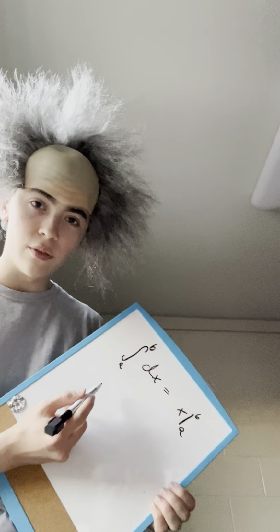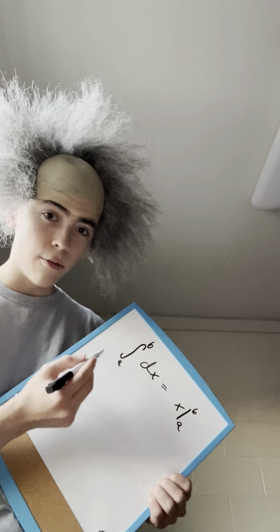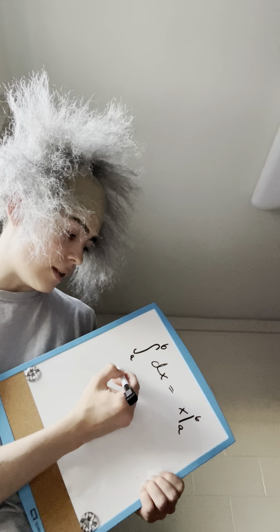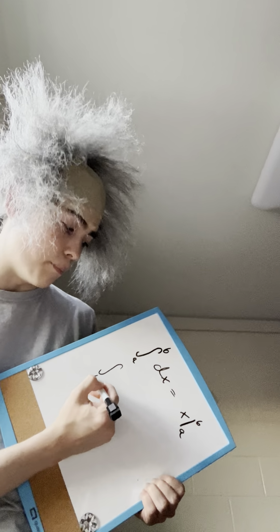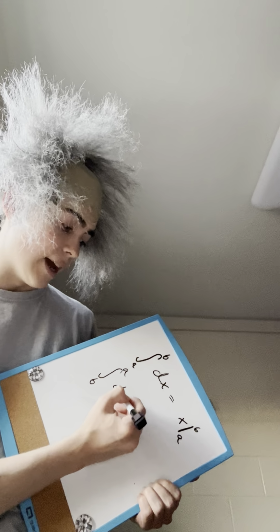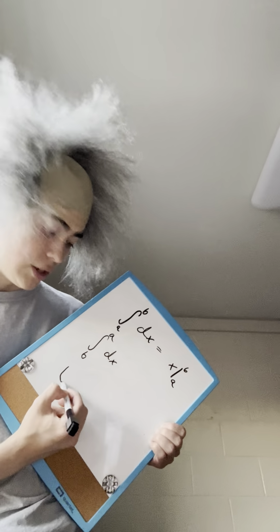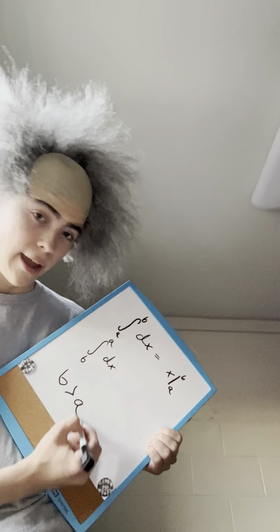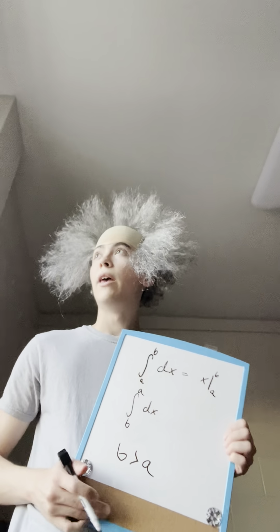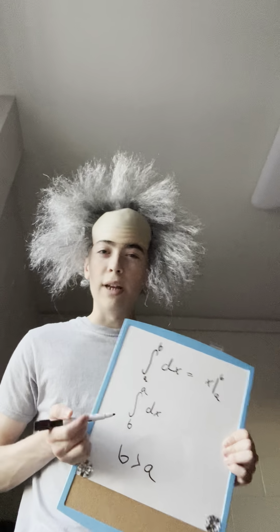But what would happen if I were to, for some reason, flip these bounds? What is the integral from B to A of dx? I'd like to make this condition here, that B is greater than A. B is going to be further along the x-axis, or whatever axis you're thinking about, than A. And so now we're integrating backwards.